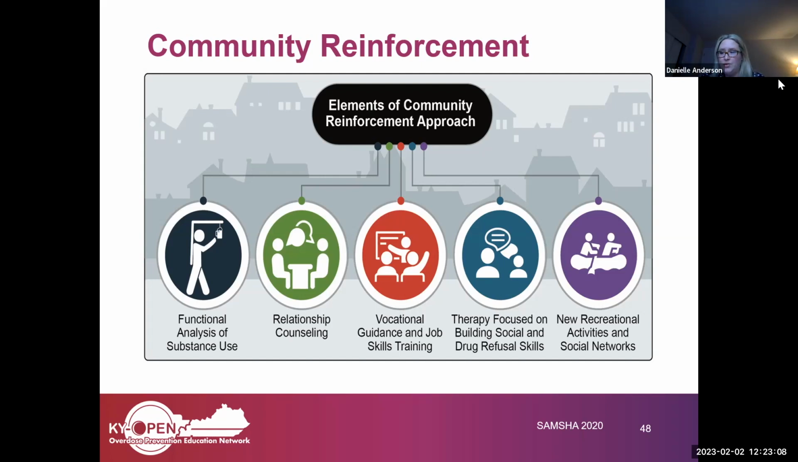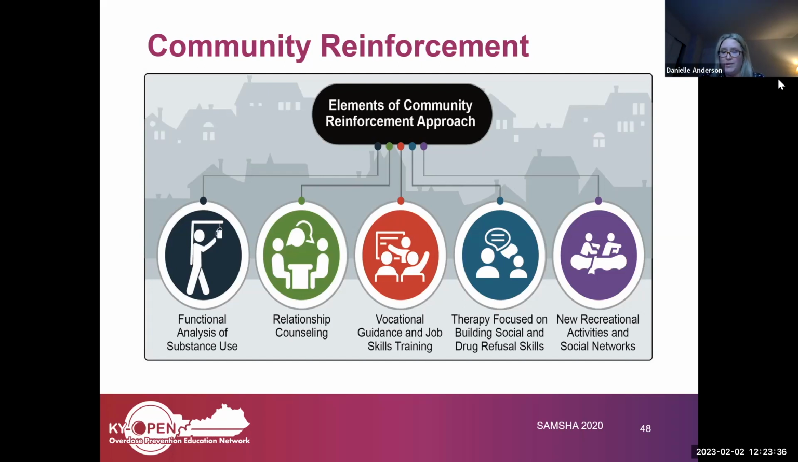The second part is relationship counseling, and this looks to improve the relationships that are oftentimes broken when someone has a substance use disorder. And we want to improve the relationship between the patient and their partner or their support system. Vocational guidance, job skills training. Really, we want to give the person the skills so they can obtain and maintain a meaningful job.